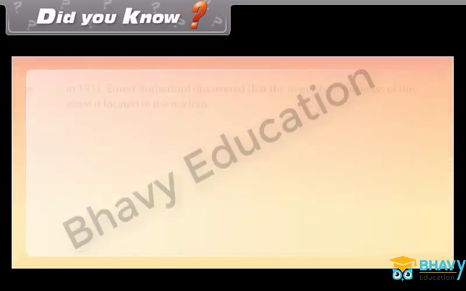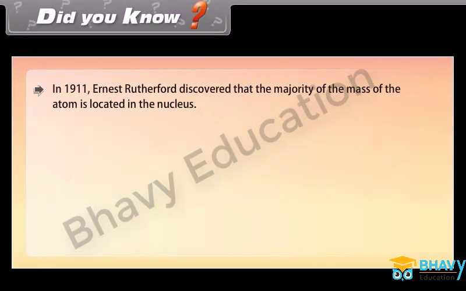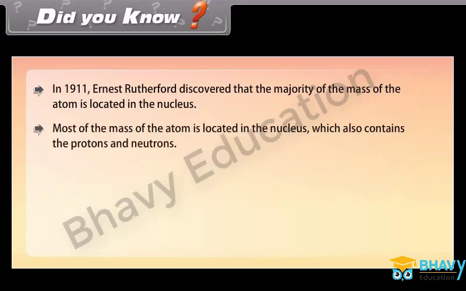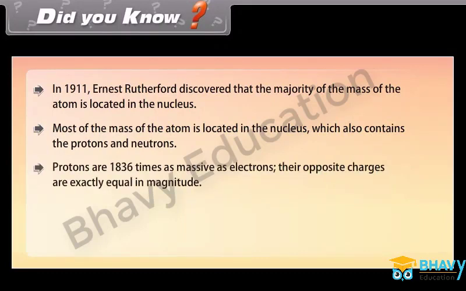Did you know, in 1911, Ernest Rutherford discovered that the majority of the mass of the atom is located in the nucleus. Most of the mass of the atom is located in the nucleus, which also contains the protons and neutrons. Protons are 1836 times as massive as electrons. Their positive charges are exactly equal in magnitude.